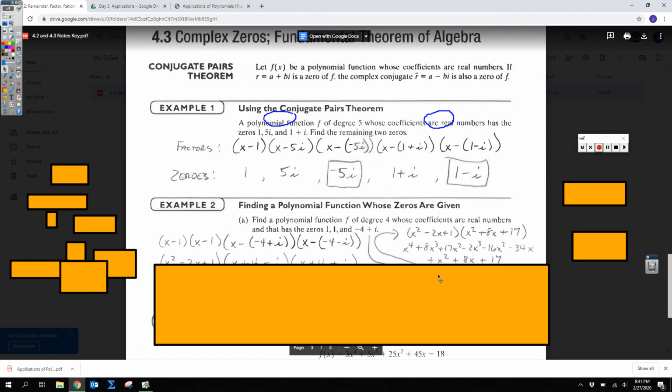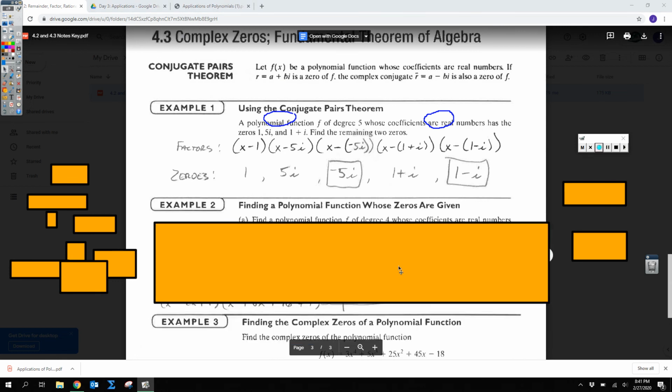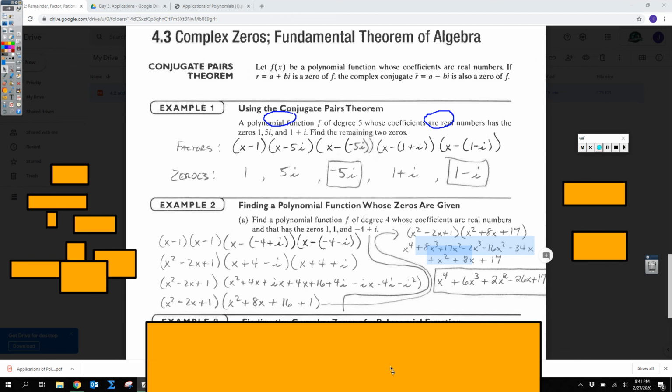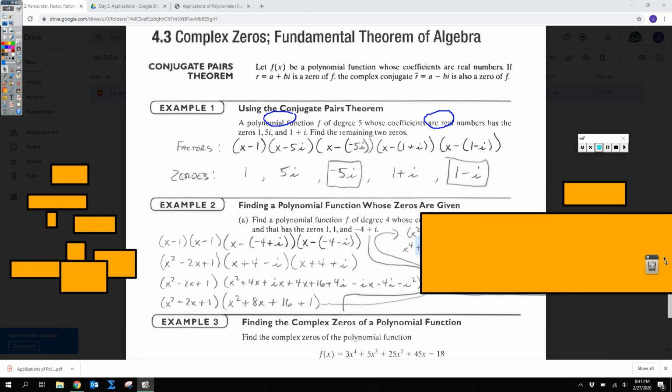Alright, so now let's look at example 2. So if you pause the video, hopefully you got something like this when you worked it out yourself. Let me move this out of the way.